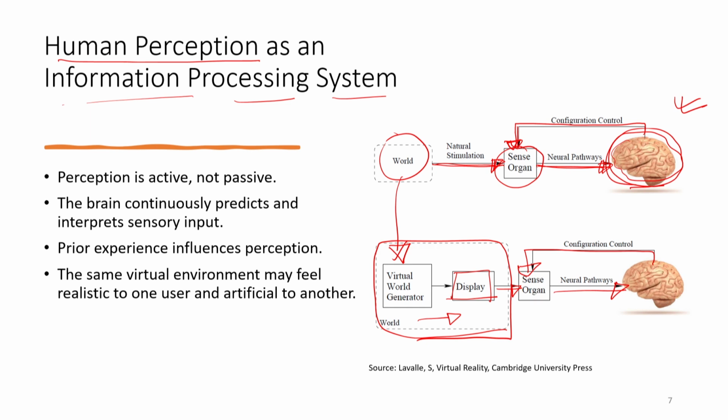Now, this perception of our brain is active, it is not passive. It continuously reacts to the signals it is getting through the neural pathways. The brain is continuously predicting and interpreting sensory input. Prior experience influences our perception. So, if you see the same virtual environment another time, you may find it to be artificial. So, the same virtual environment may feel realistic to one user and artificial to another. Maybe if somebody has had a prior experience of the virtual environment, he may find it to be artificial.